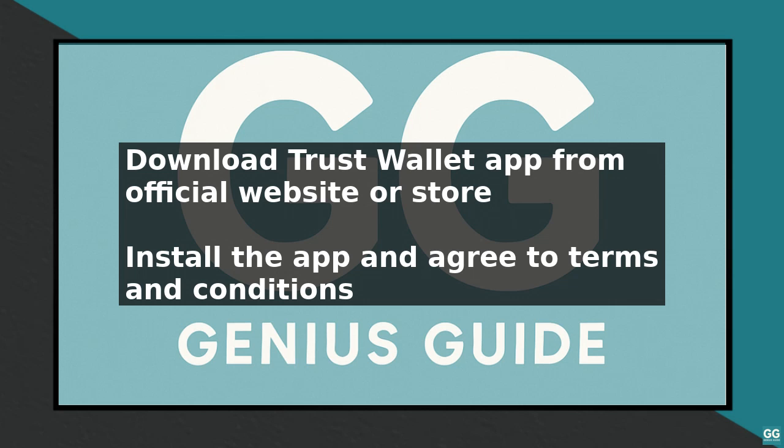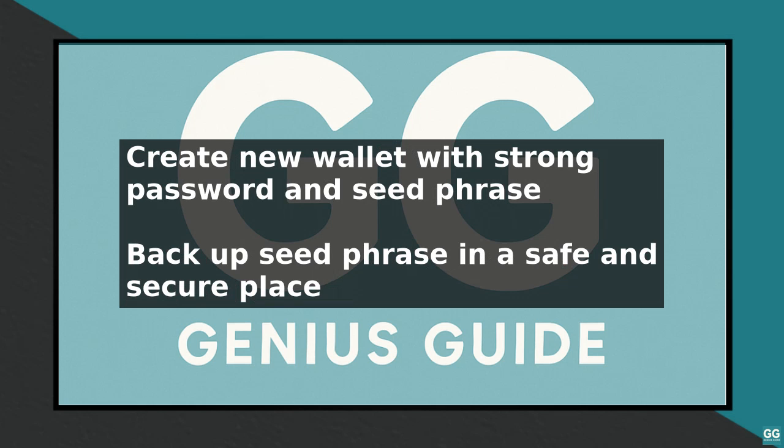Once installed, open the app and agree to the terms and conditions. Create a new wallet by setting a strong password and backing up your seed phrase in a safe place. Next, navigate to the wallet dashboard where you can view your account balance, transaction history, and other wallet details.